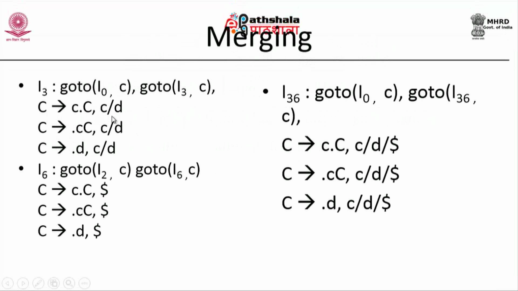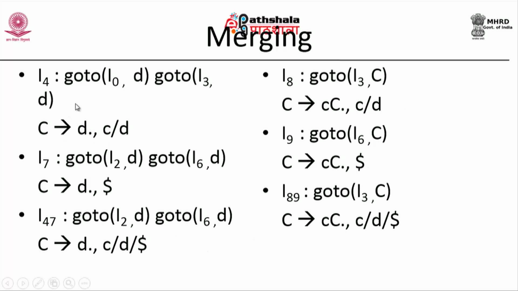So, here I already said 3 and 6 share the same prefix, but the lookahead alone is going to be different. So, I am going to form a new state here, call it I36, which is nothing but goto of I0 comma C, where the lookahead is now written as C/D/$, okay. Same thing, all the 3 items have lookahead C/D/$.